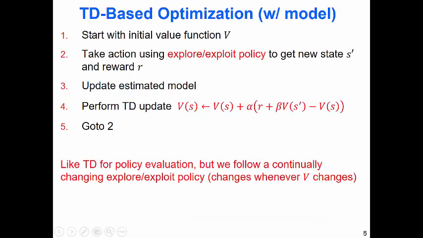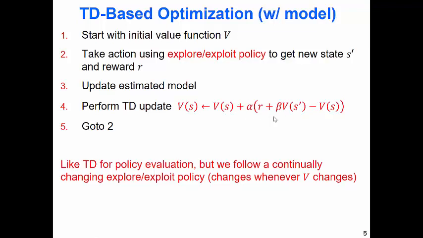And it's going to look like this. So we're going to start with an initial value function. Then you're going to take an action using the explore-exploit policy. And this is going to require a model, right? So why do we need a model again? We've talked about this many times. So all we're maintaining is a value function. Can we figure out the greedy action with just a value function? No. We have to do one-step look-ahead, right? And so that's why you need the model. So we estimate our model, and then we perform a TD update on the value function to try to get the value function to converge.